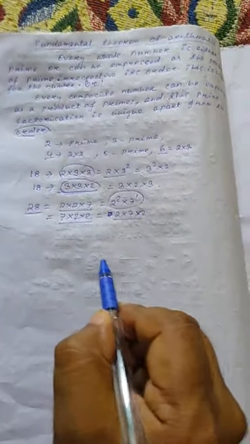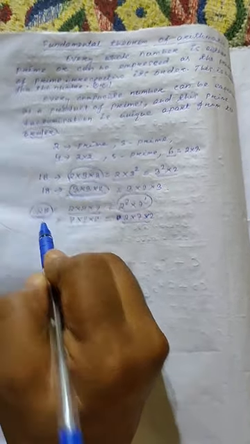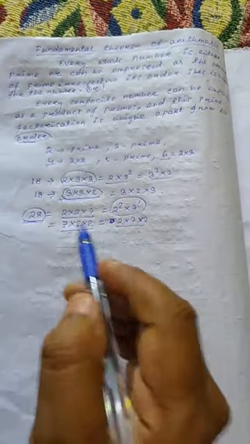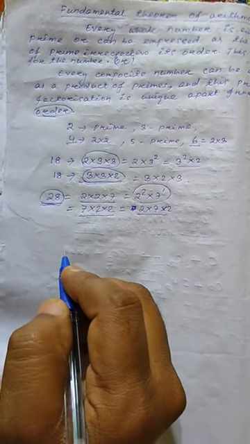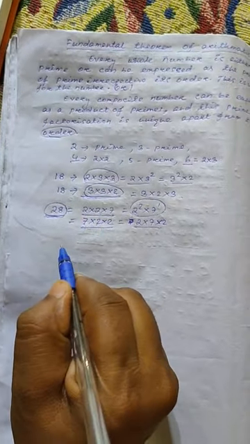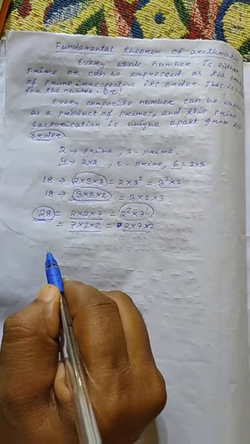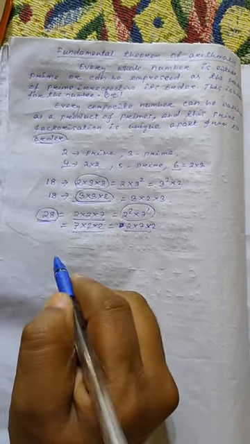That means this factorization is unique for a single number. Every composite number can be expressed as a product of primes. In earlier classes you have read it as prime factorization. Now where are we using these things? This prime factorization is used to find the HCF or GCD, greatest common divisor, and LCM.